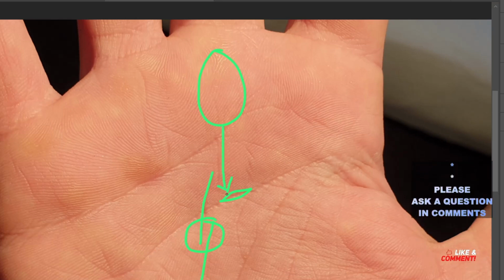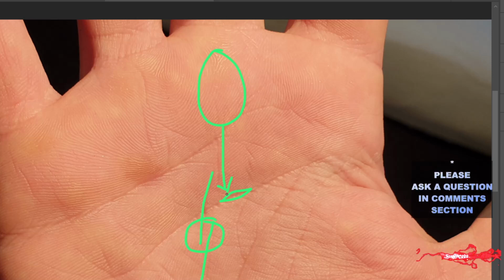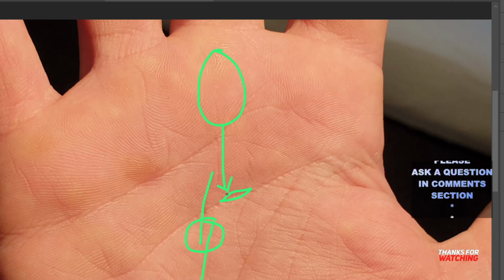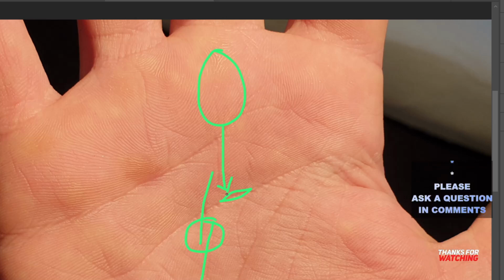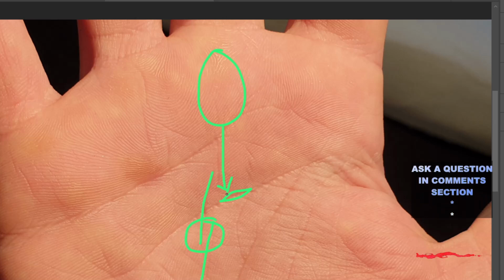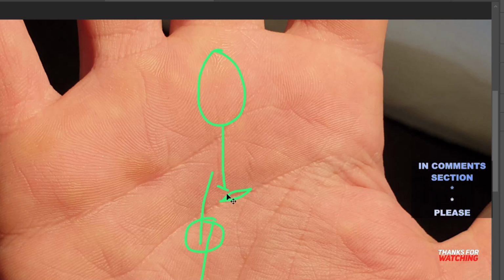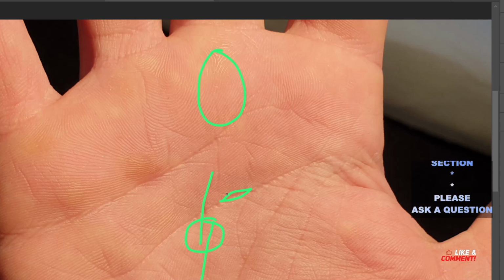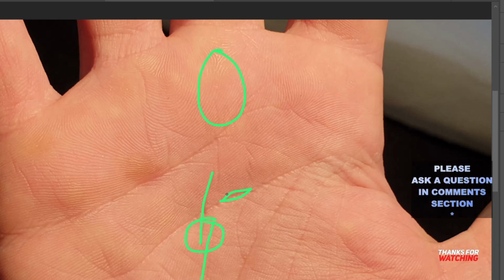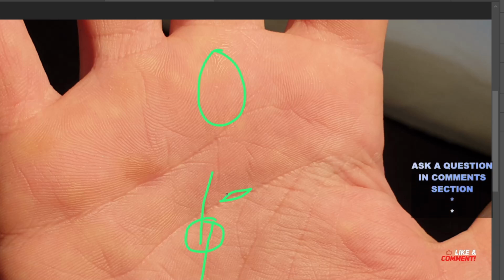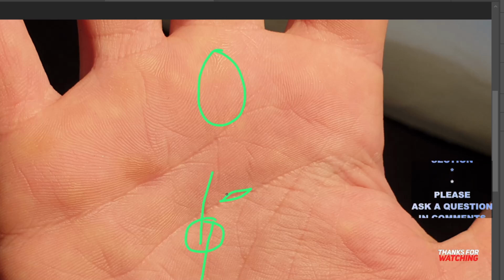You can see island-like formations on the headline under the Mount of Saturn signify depression, mental issues, something of that sort playing out in this particular person's life. Or it could also mean stomach related issues. It could also mean stomach related issues, and either the stomach related issues is going to have an effect on the mind, or it could be vice versa, because of mental issues the stomach gets disturbed. So it could be vice versa.